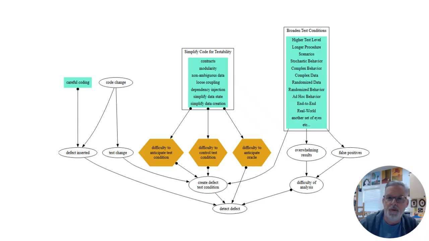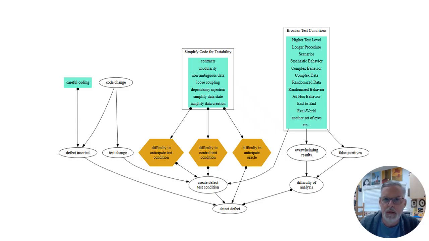And overwhelming results and false positives create a condition where the analysis is more difficult. The analysis is more expensive. Okay, and since it is, that impedes our ability to detect the defect. Okay, because we're looking at the output of the test conditions and trying to see if we understand them.